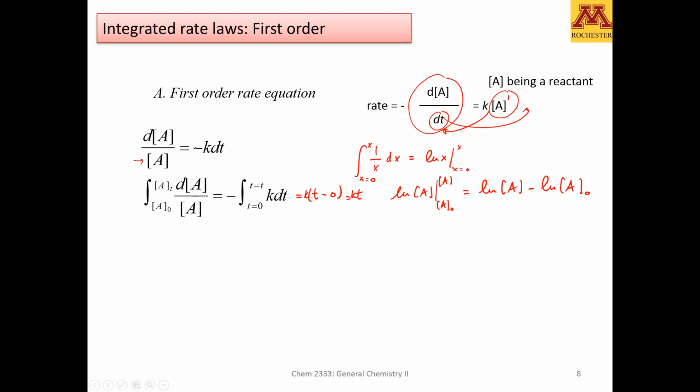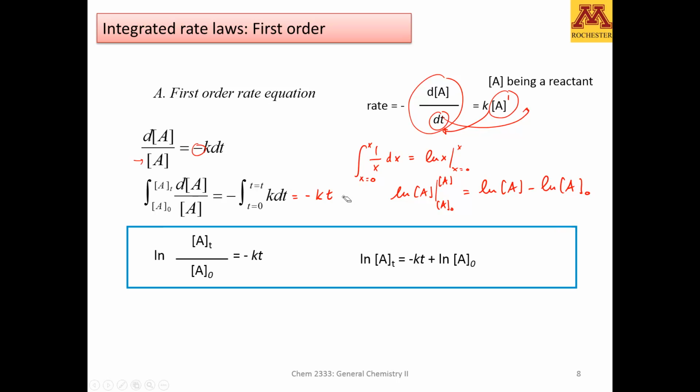Notice that we moved the negative to this side, so let me do it properly. If the negative is on this side, this will be negative kt. You will definitely have these equations available in your formula sheet. However, you should know where they come from. It should not look like magic. At the same time, notice that this is the logarithmic form of our solution. This is the same that we have here.